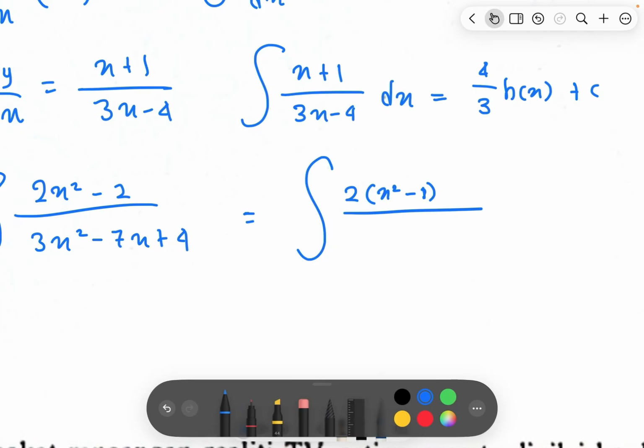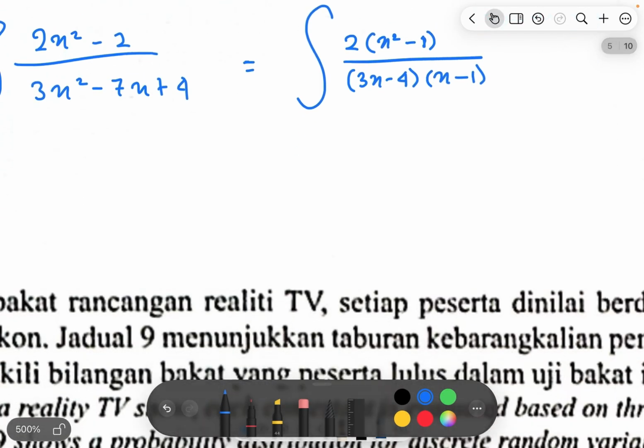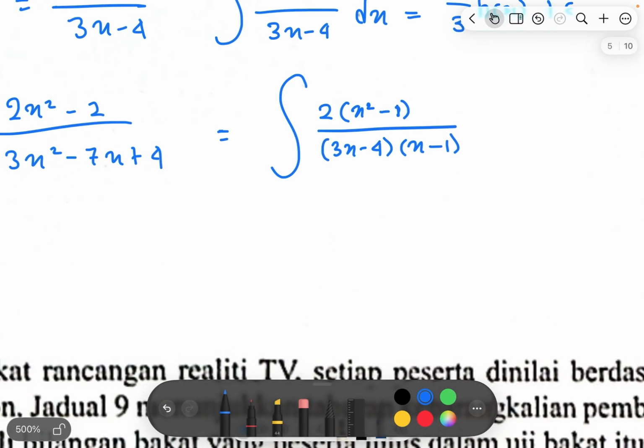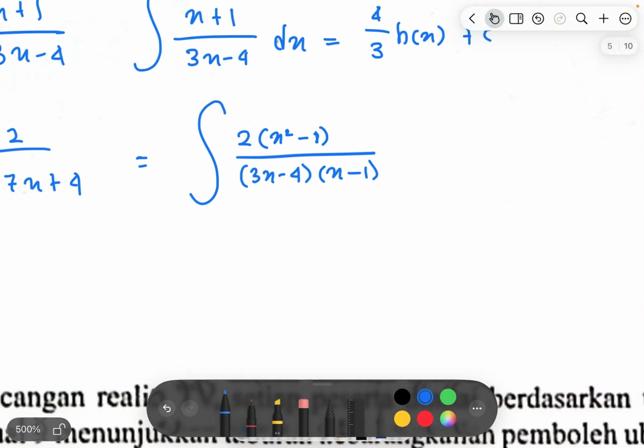Then you can factorize the bottom part because that can't be simplified. Just click on your calculator. Then you get 3x minus 4 and you get x minus 1. And then you factorize the top part. So click on your calculator. And then you simplify some more.